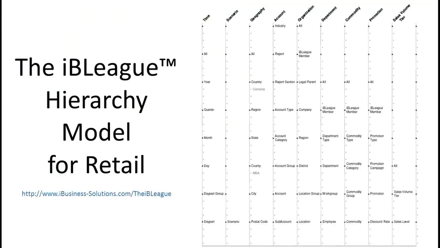And finally, this business hierarchy model is the standard hierarchy model for the retail industry in our business analytics product called the IB League. If you're interested in the IB League, you can find more information on the website shown right here. While each retail business may have its uniqueness, most retail businesses can fit within the definition of this business hierarchy model or possibly a slight variation of it.